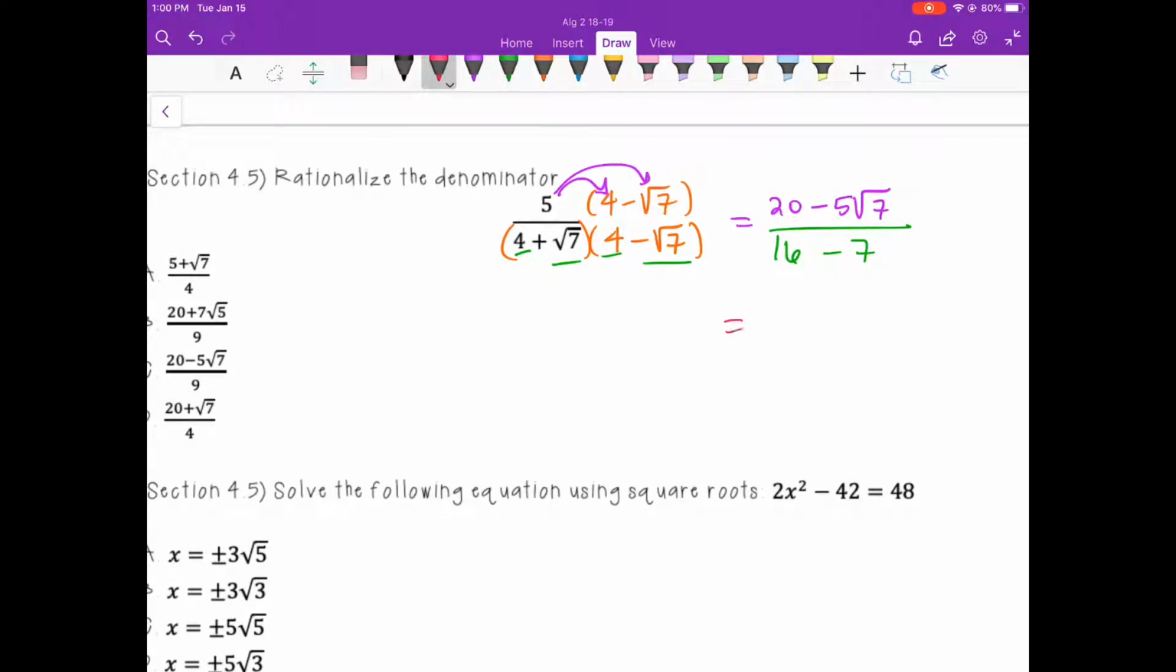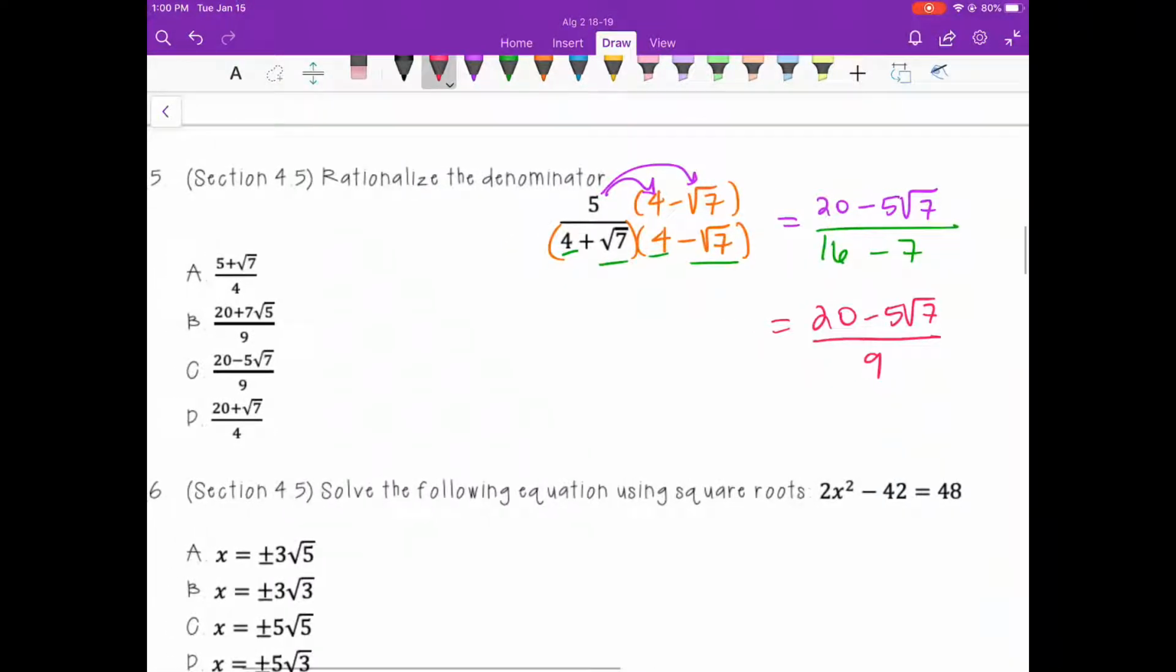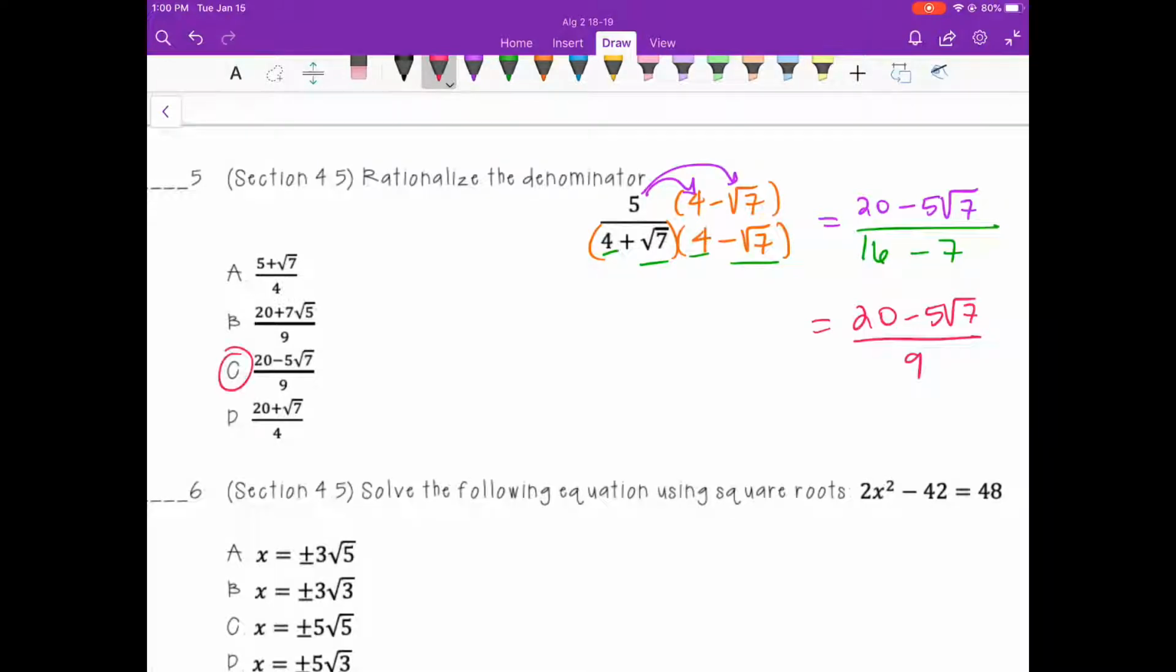Our numerator stays 20 minus 5 radical 7. And our denominator, 16 minus 7, that is 9. So we're looking at multiple choice option C.